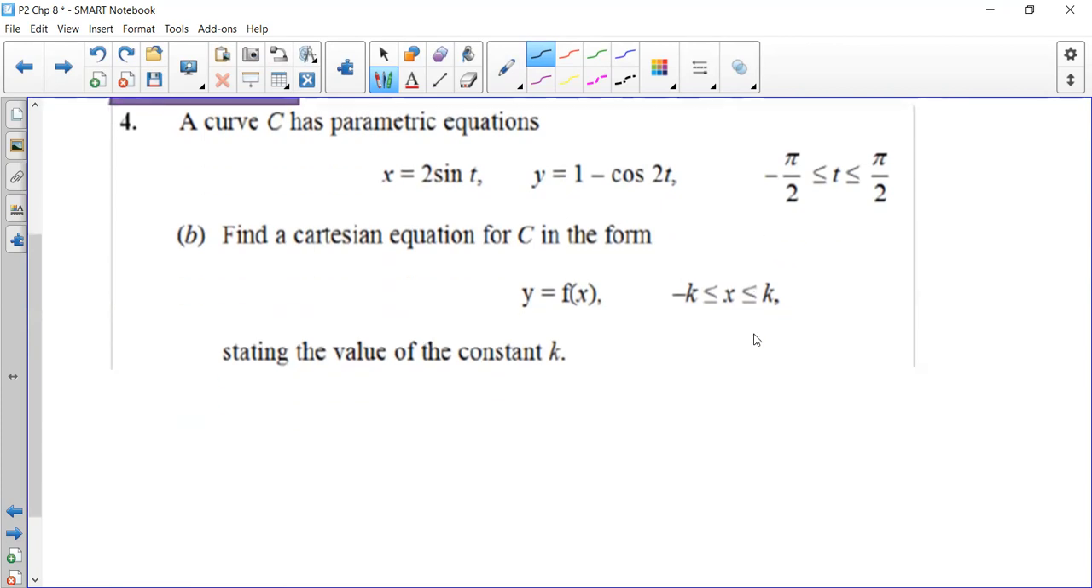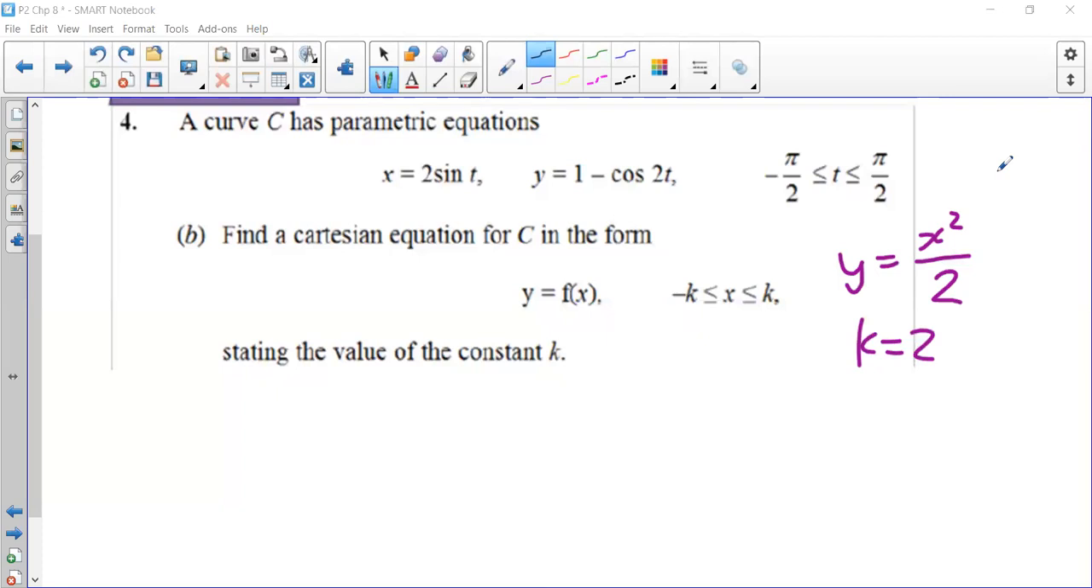Right, so here comes the answer. So the answer is y equals x squared over 2 for the Cartesian equation, and k equals 2 being the domain. So if you got it, well done, move on. Okay, next practice. If you didn't, I'm going to explain step by step how we do it.